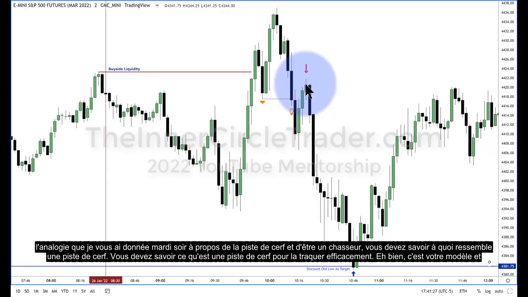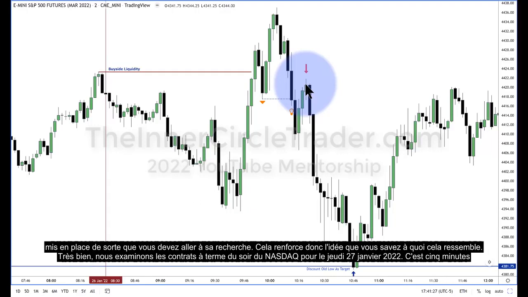Remember the analogy I gave you on Tuesday night about the deer track and being a hunter. You have to know what a deer track looks like. You have to know what a deer track is to stalk it effectively. Well, this is your pattern and setup, so you need to go in looking for it so it reinforces the idea that you know what it looks like.